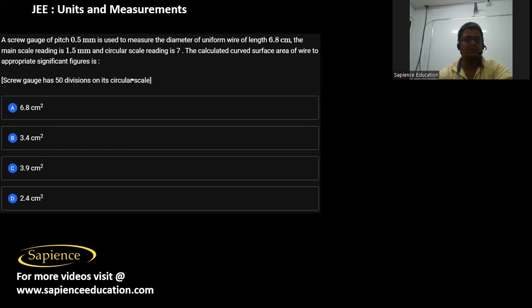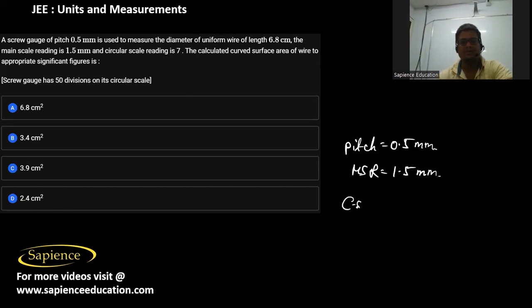And here it is told a screw gauge of pitch 0.5 millimeter is used to measure the diameter of a uniform wire of length 6.8 centimeter. The main scale reading is 1.5 millimeter, and the circular scale reading is 7. The calculated curved surface area of the wire to appropriate significant figures is.